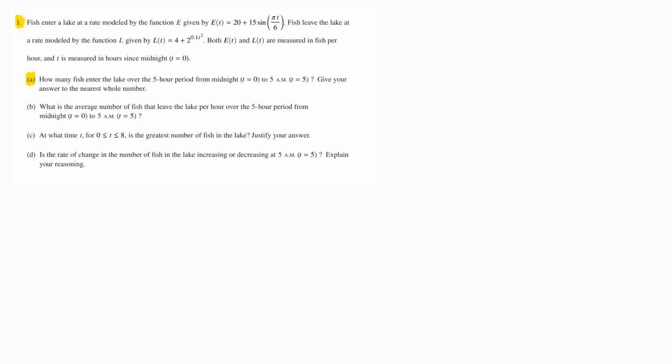So looking at part A here, part A wants to know how many fish enter the lake over this 5-hour period from t equals 0 to t equals 5. Whenever we want to find the total amount of something, that's an integral game. And what we want in this one is specifically how many are entering. So they give us the rate at which these fish are entering by this equation here. To get the total amount, we want to take the antiderivative, the integral of that rate of change, and that'll give us the total number of fish.